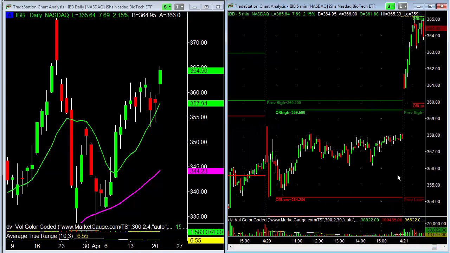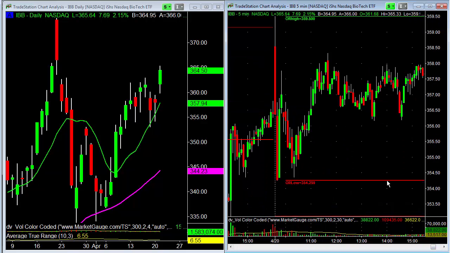So the idea here with the opening range is there are a couple really simple patterns you can look for near that bottom that gets put in the first 30 minutes of the day.